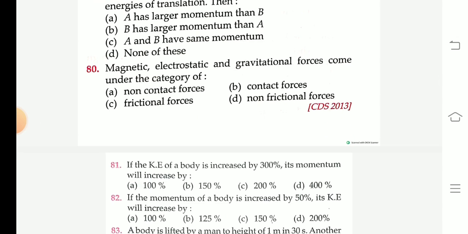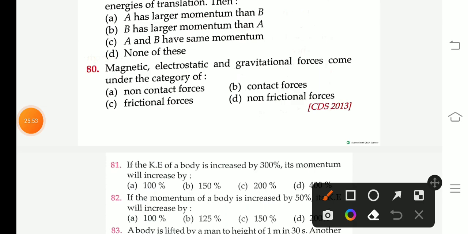Magnetic, electrostatic, and gravitational force come under the category of non contact forces.